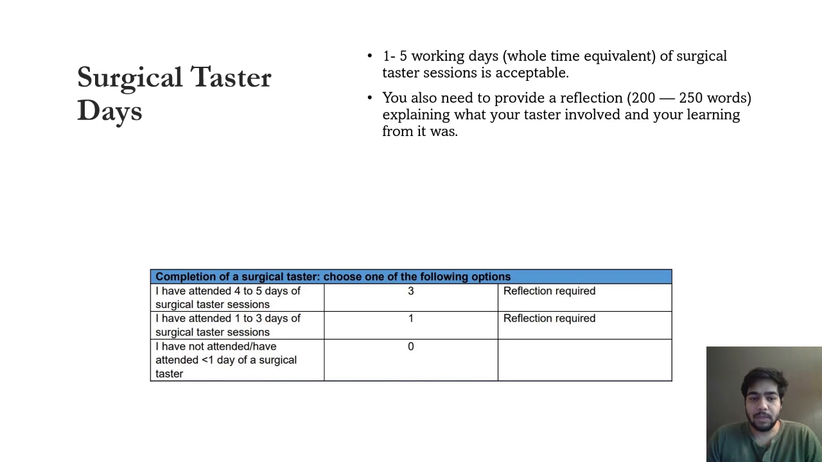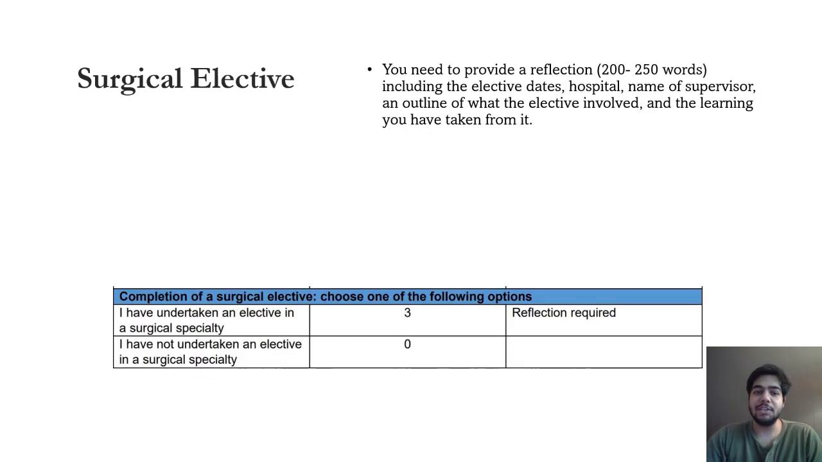So the table here shows how you're scored for your surgical taster days. If you have attended 4 to 5 days of surgical taster session, then you'll be given 3 points. If you have attended 1 to 3 days of surgical taster sessions, you get 1 point. And if you have not attended, or you have attended less than 1 day of surgical taster, then you get 0 points.